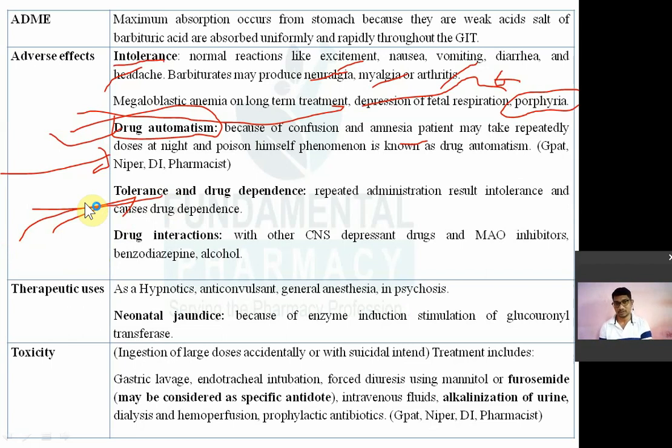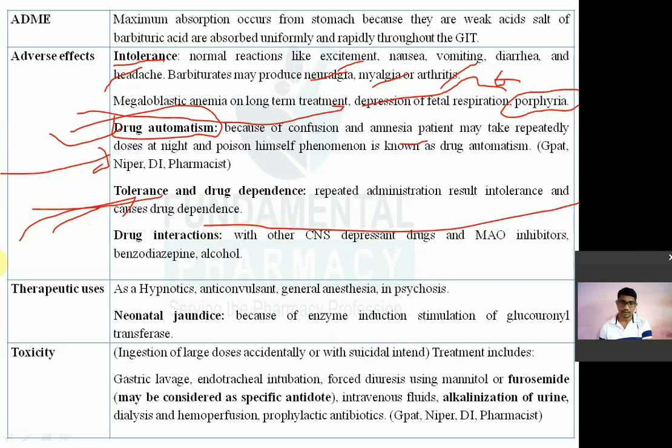This is known as tolerance. So if an increase in the dose is required to produce the same pharmacological effect, which is normally produced by a normal therapeutic dose, that is nothing but tolerance. These barbiturates can result in tolerance, and they can develop tolerance and drug dependence. Repeated administration results in tolerance and drug dependence.